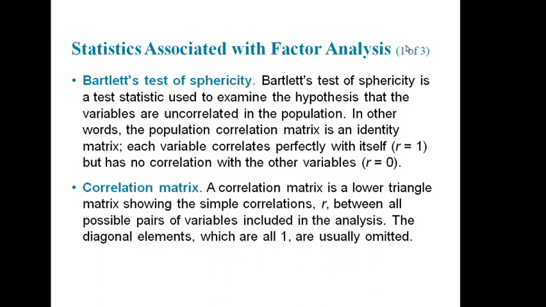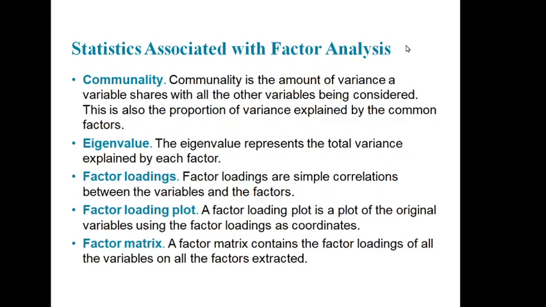Then you get a correlation matrix. So from the Bartlett's test of sphericity, you can say whether the variables that you have selected are correlated or uncorrelated, and you also get a proper correlation matrix. From there, you try to find out how much correlation there is between the variables.